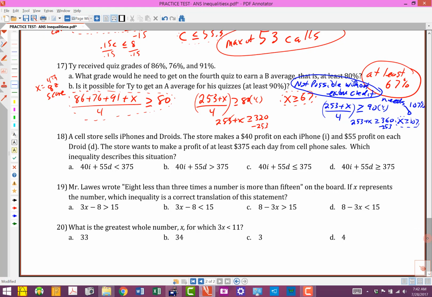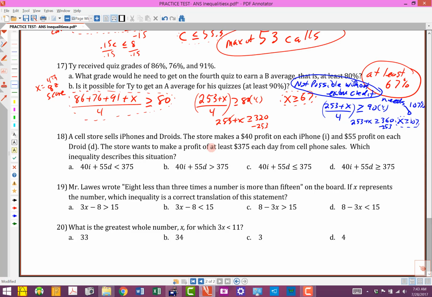Okay, let's take a look at these last couple. These are multiple choice questions, so we want to make sure that we interpret these correctly, because all we've got to do is just pick the right one and we're all set to go. So on number 18 it says a store sells iPhones and Droids. The store makes $40 profit on each iPhone and $55 profit on each Droid. The store wants to make a profit of at least $375 each day from cell phone sales. Which inequality describes this situation?